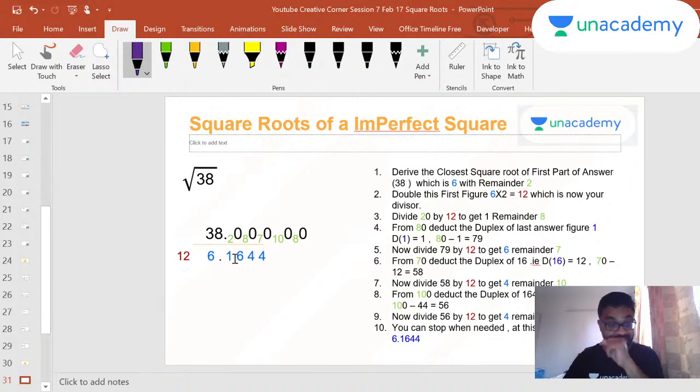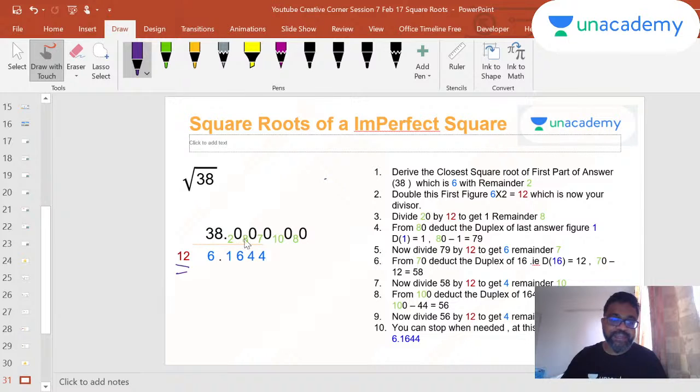Now the same technique, nothing different. Derive the closest square, the same steps. For 38, the closest will be 6 squared, which is 36, with a remainder of 2. Now I take 6 and double it. I keep it on this side, which is 12. I have 20 here. I take 20 divided by 12. What do I get? It will go 1 with a remainder of 8.